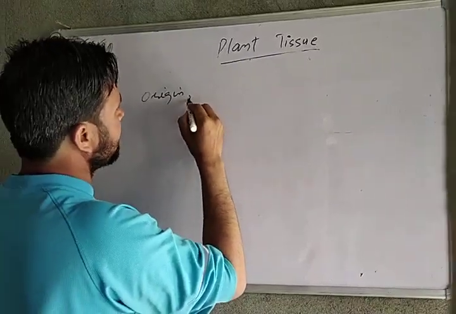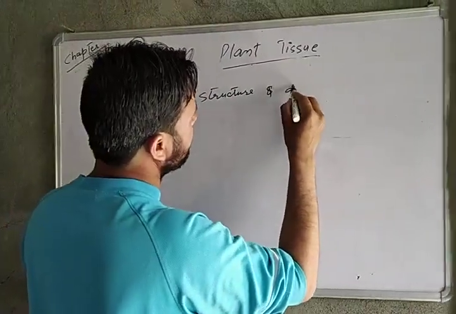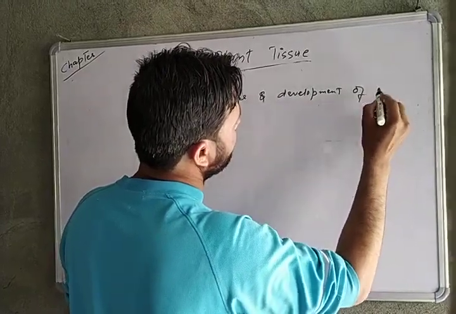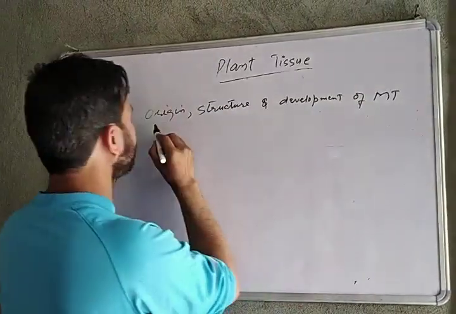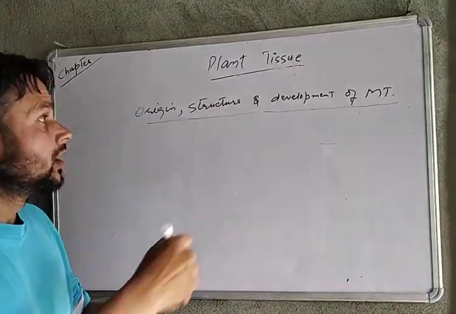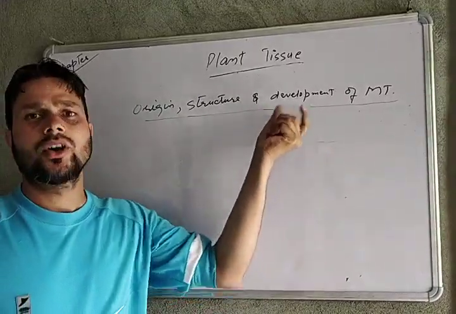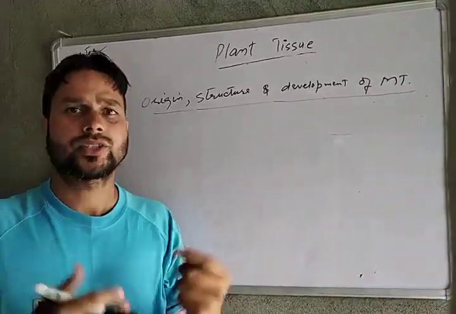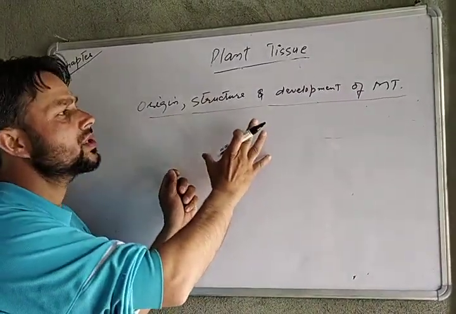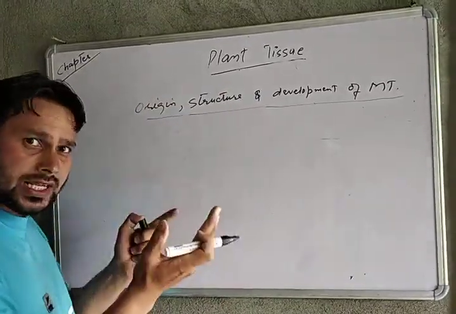Origin, structure and development of meristematic tissue. See, different theories have been put forward to explain the origin, structure or development of meristematic tissue. Various theories, but among them a few theories are acceptable.